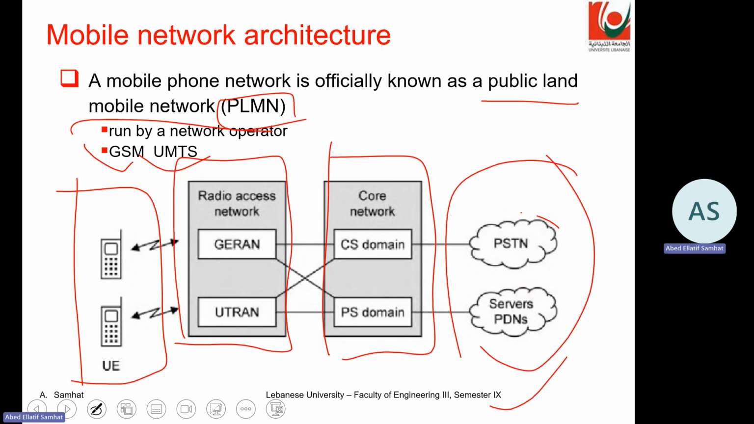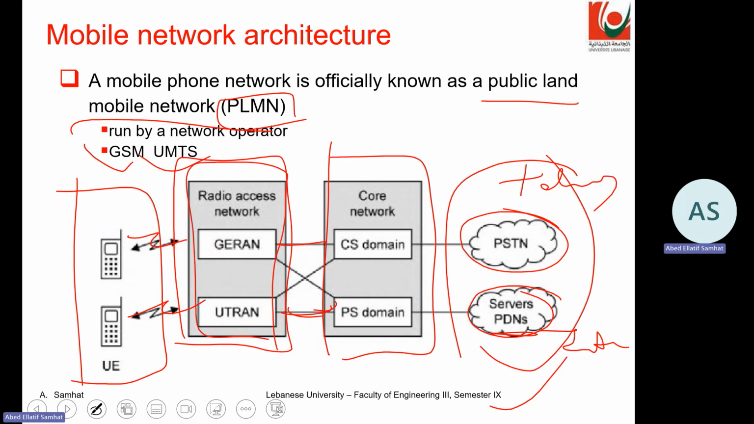The other network could be the public switching telephony network, or the packet data network, PDN. Here is the internet, and here is the classical telephony. It could be fixed or other mobile network. And generally, we have well-defined interfaces between those components. So in the radio access network, we have for GSM the GRAN and for UMTS the UTRAN. And in the core network, we have two domains, the circuit switched domain and the packet switched domain.